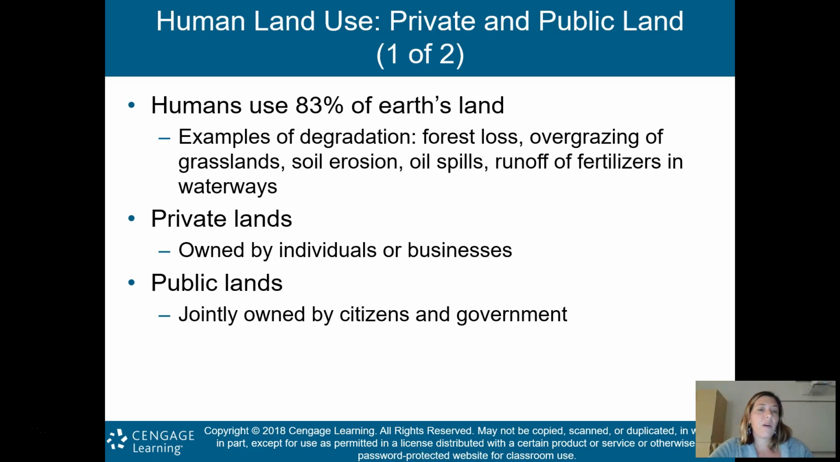So these are typically owned jointly by citizens of a country, but are managed by the government. In the United States, the federal government owns and manages about 28% of our land. Or sorry, I should restate that as 47% of the land in the western United States is public land, and 61% of the land in Alaska is considered public land.